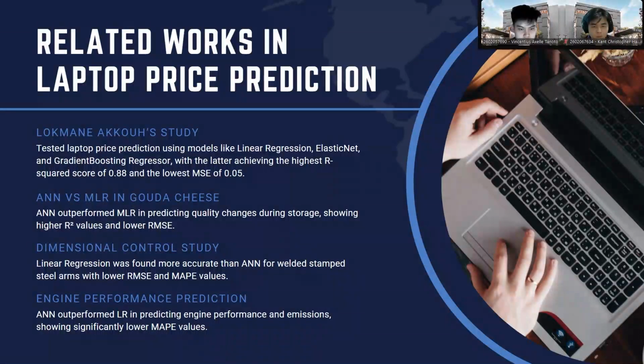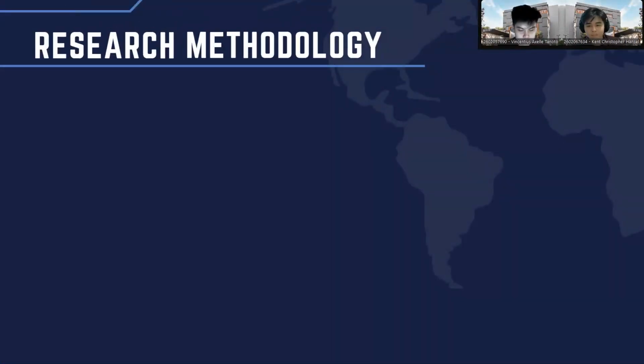The gradient boosting regressor stood out, achieving the highest R-squared score of 0.88 and the lowest mean squared error of 0.05. Another study focused on predicting quality changes in spreadable Gouda cheese during storage using artificial neural network and MLR. The artificial neural network model outperformed MLR, demonstrating higher R-squared values and lower RMSE, indicating better predictive accuracy. Now, I will hand it over to Ken, who will elaborate on our research methodology and results.